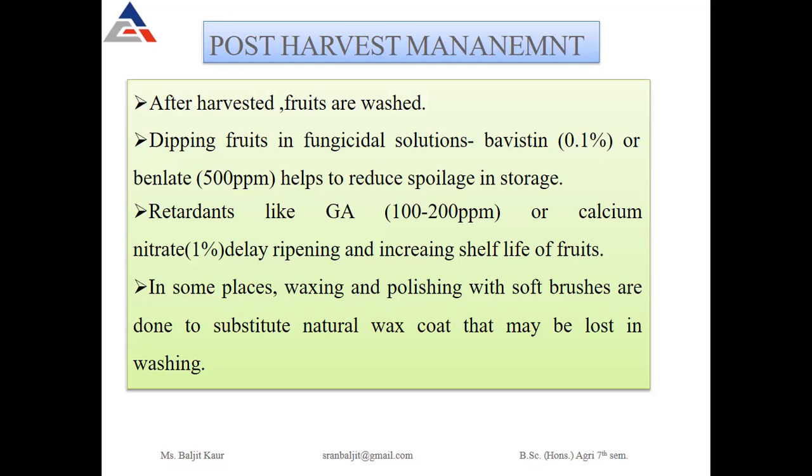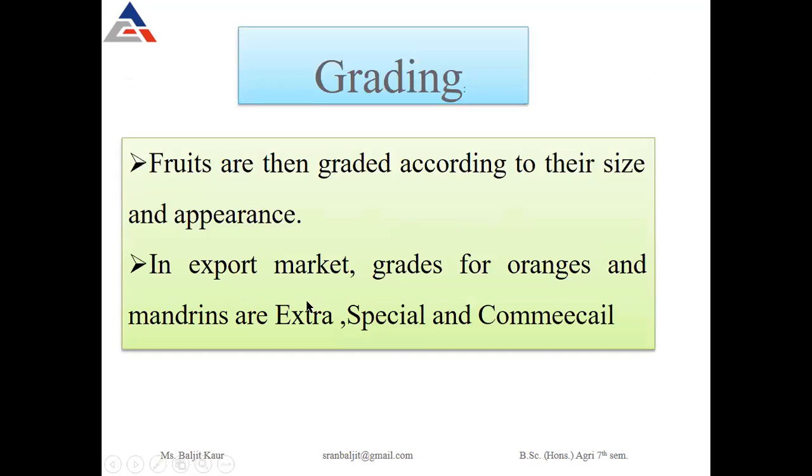So there is a natural wax coat on the fruits, but during washing that natural wax coat is lost. To replace it, we can apply waxing and polishing with soft brushes. This will act as a barrier, so moisture will not be lost from the fruits, and the microbial attack will be less during storage, right? So these are the treatments that should be done after harvesting of the fruits.